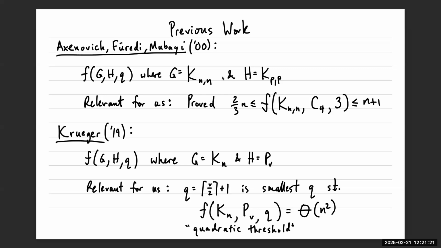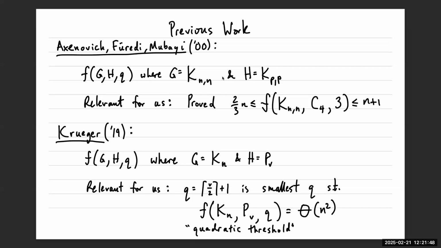You want to provide a coloring where every copy of C4 receives at least 3 colors. Right? That's the coloring you're wondering about the existence of. And they proved a lower bound of 2/3 N. That means if you want to provide such a coloring, you have to use at least 2/3 N many colors on the edges of this KN,N. And the upper bound they gave was N+1.